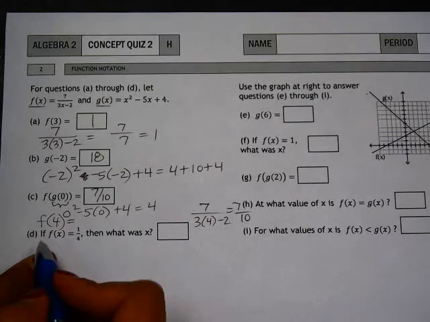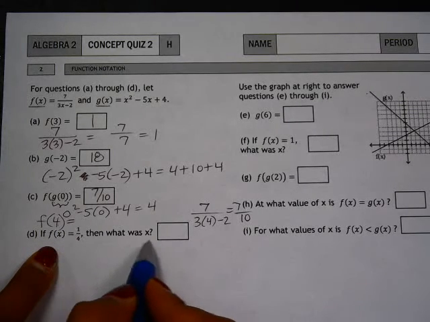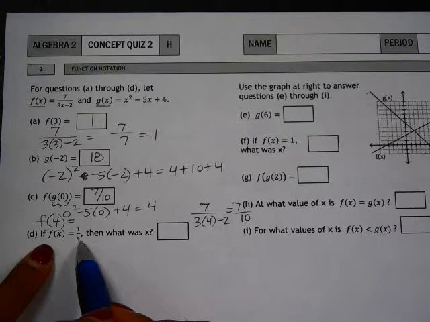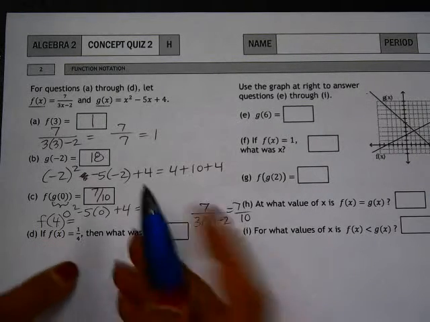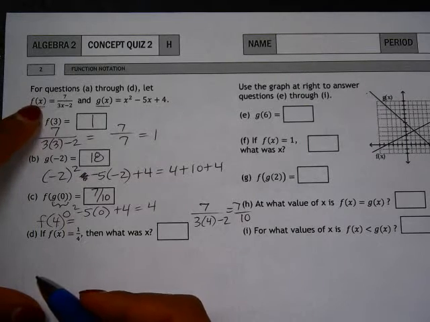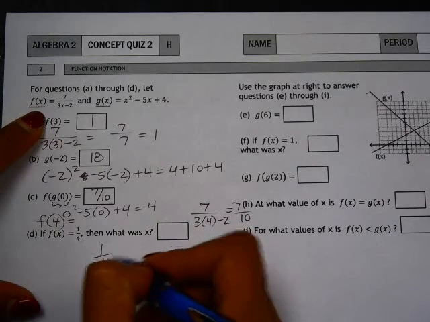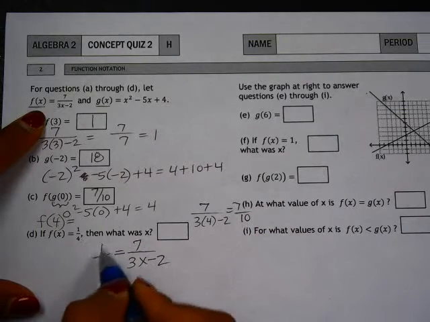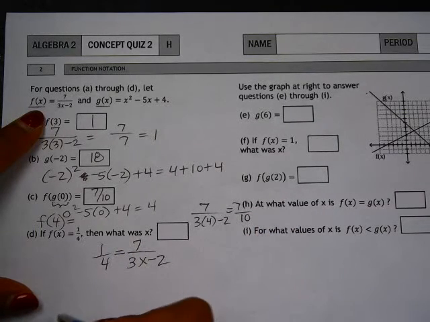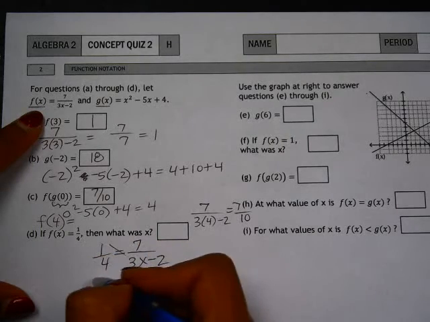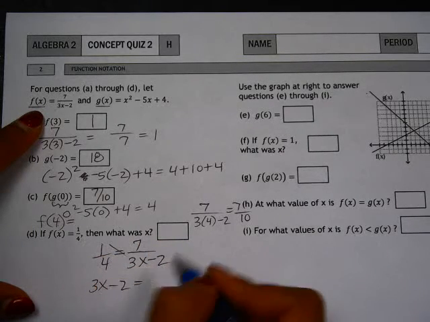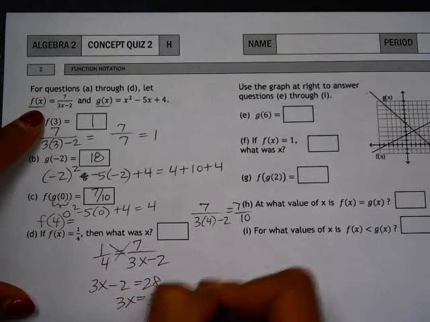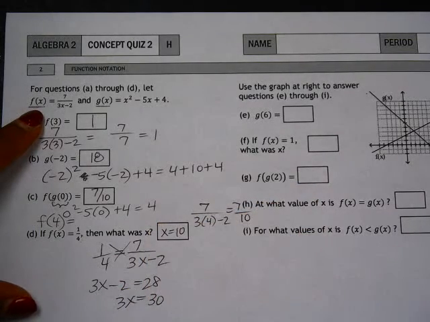Part D is asking when f of x equals 1/4, then what was x? Another way to think of it is this is the output of the function, what was the input? So I'm substituting 1/4 in place of f of x, and I'm figuring out what x was equal to if my output was 1/4. So you can cross multiply. 1 times 3x minus 2 equals 28. 3x equals 30, so x equals 10.